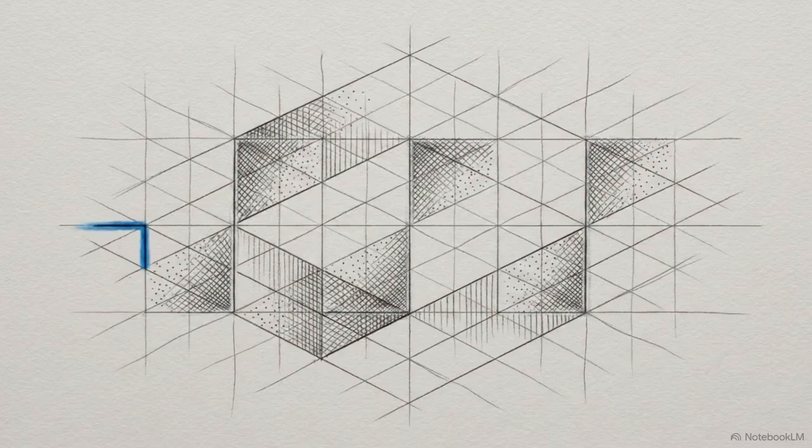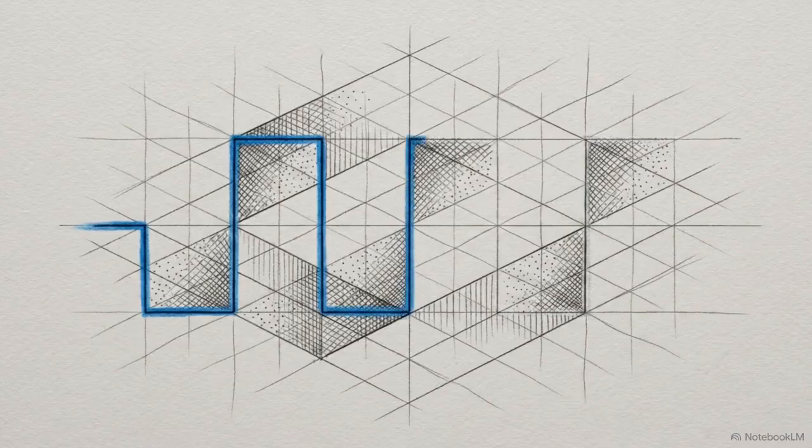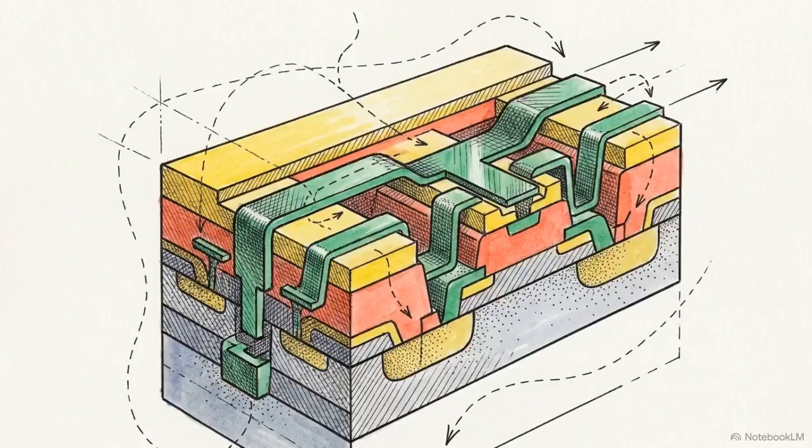Theoretical digital logic defines a state change as instantaneous. A signal transitions from a logic 0 to a logic 1 in a perfectly vertical line. In practice, these transitions are governed by the physical displacement of electrical charge.